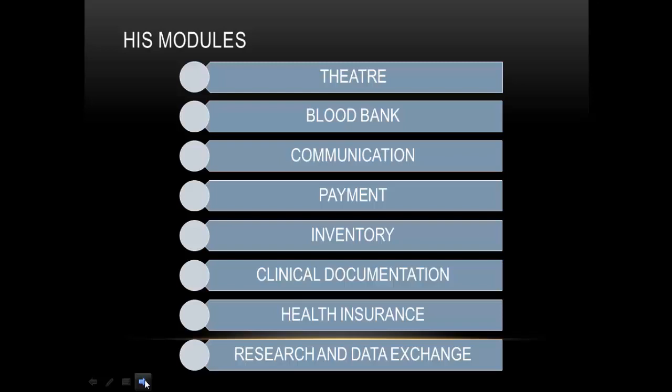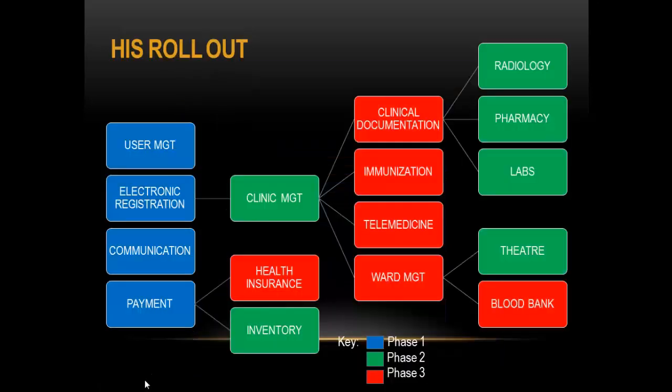So we have the health insurance module that basically sorts out all the various interactions between the hospital and third-party payment mechanisms, like the National Health Insurance Scheme, the HMOs, and the rest of it. So you also have the research and data exchange, which is basically how you can pull data that is anonymized for research purposes or for reporting purposes, either to the state government or the federal government, as the case may be.